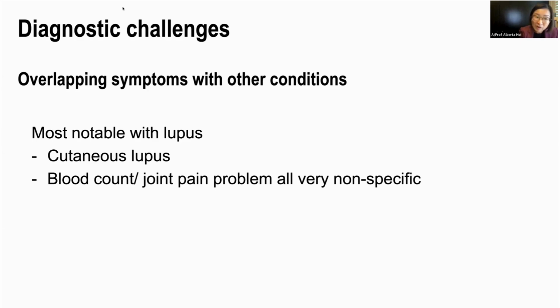There are other parameters like the blood count that can be low in Sjogren's disease, but it can also be low in lupus. Joint pain is very common in rheumatoid arthritis as well as in lupus. And so these overlapping clinical features can make it a bit delayed for the clinician to think about Sjogren's.